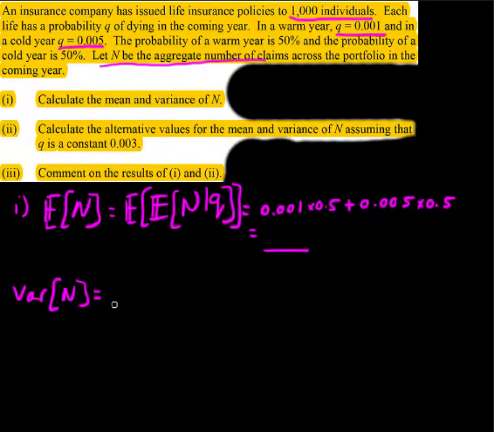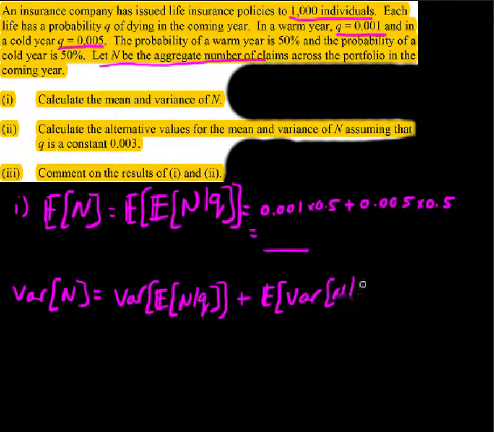So to just find the variance of N, we need to find the variance of the expectation of N given Q. So it's basically the variance of this whole bit. And we're also going to add on the expectation of the variance of N given Q. So we have that bit there. So there's two things we need to just add together.